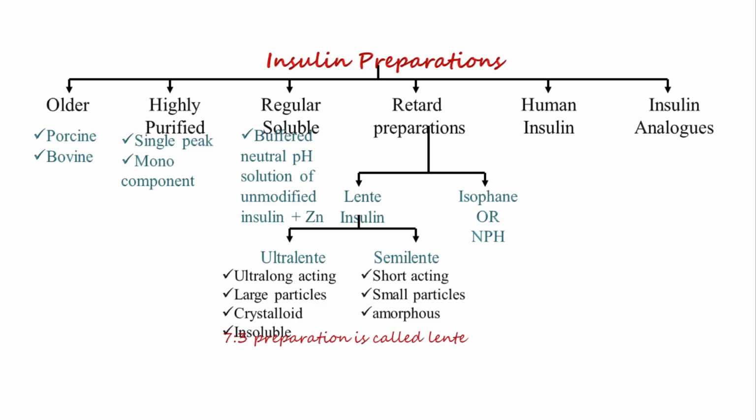And you take 70% ultra lente, 30% semi lente, that combination is called lente, and this works for a very long period of time, bringing down the number of injections to only 2 in a day.